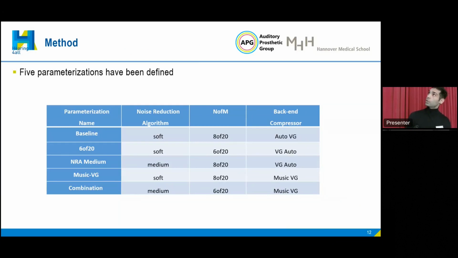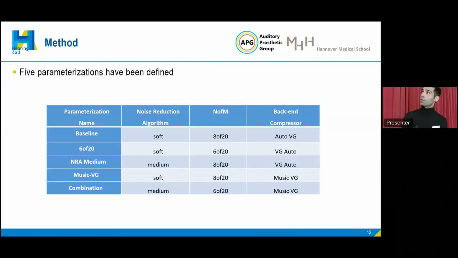The second, we wanted to investigate the effect of reducing the number of selected bands for stimulation. We call it 6 out of 20. This parameterization differs from the first one in that we just decrease the number of selected bands from 8 to 6. Anything else is the same.